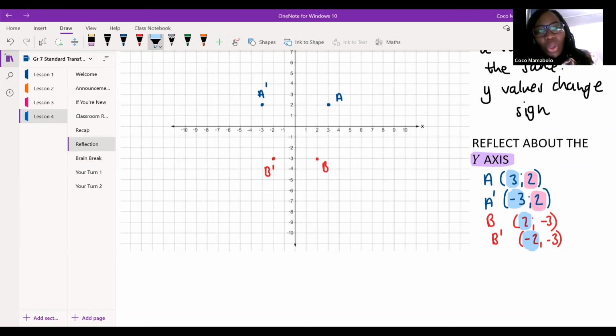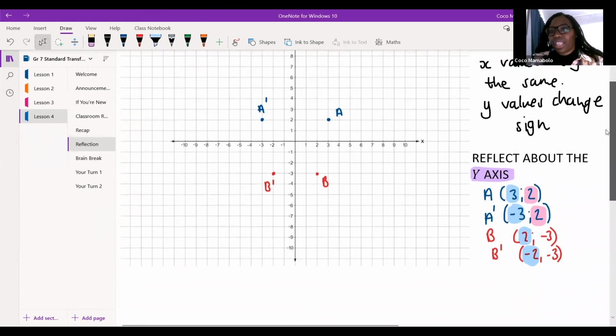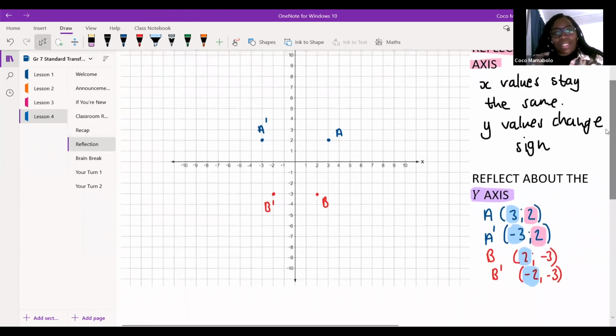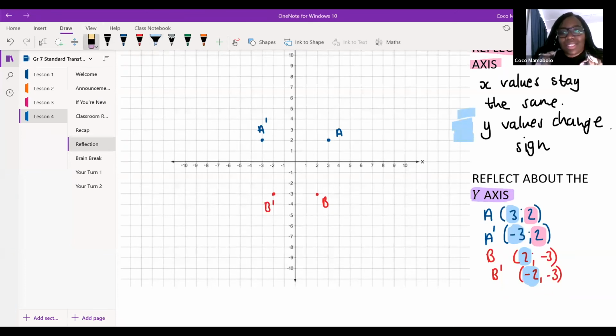All right. So who can offer for us what we're going to write as our rule? Remember, when we reflected by the x-axis, we said that X values stay the same, Y changes sign. Who can give me this same kind of rule for the Y-axis? Hands up, guys.